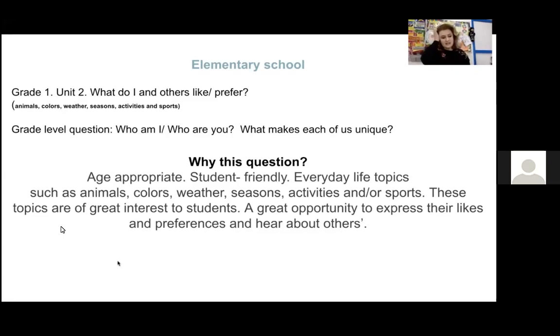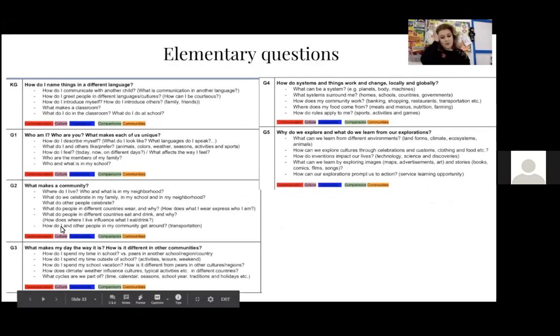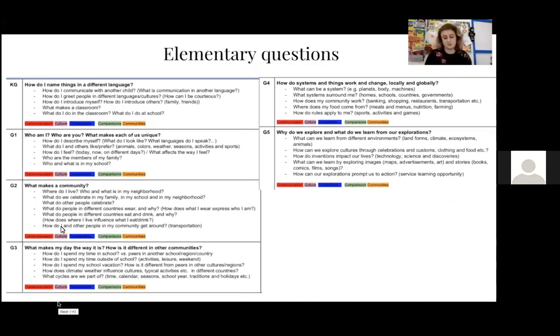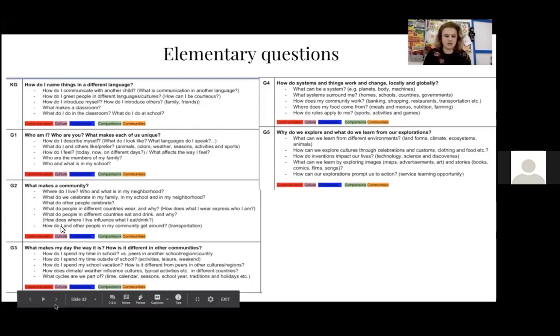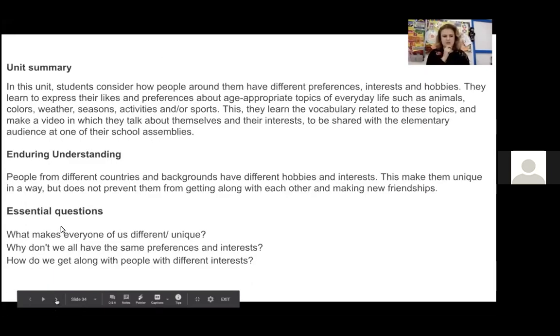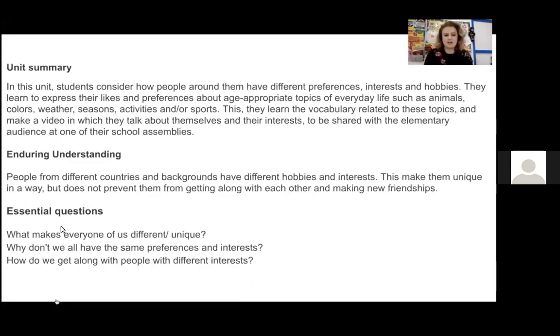The next slide shows where this unit comes from. Like Kathy stated earlier, it is part of the thematic questions that guide our program from kindergarten to 12th grade. Basically, there are 5 units per grade level, and every 5 units have a big overarching question. Every unit has a unit summary, as stated in the next slide. Thank you, Julio. So it has a unit summary, an enduring understanding, and essential questions.